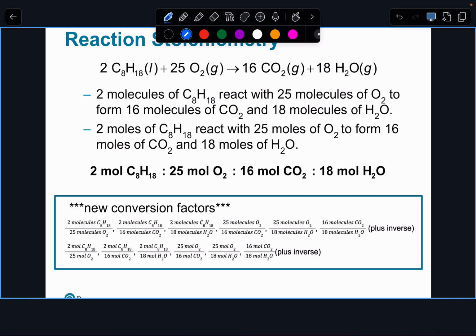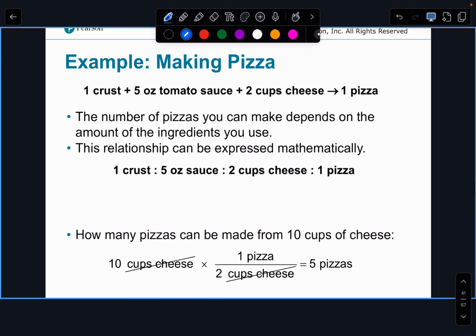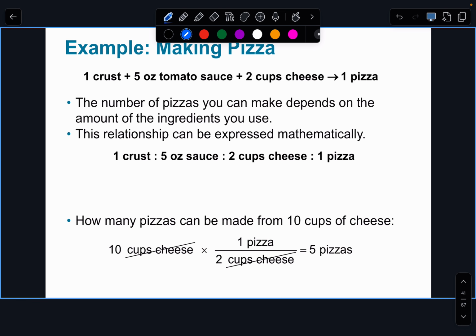And this is where people start to get lost. So we're going to use an analogy. I've used banana smoothies in the past, and your book uses pizza. So we're going to go with pizza. Okay? A balanced chemical equation is just a recipe for how to make something.